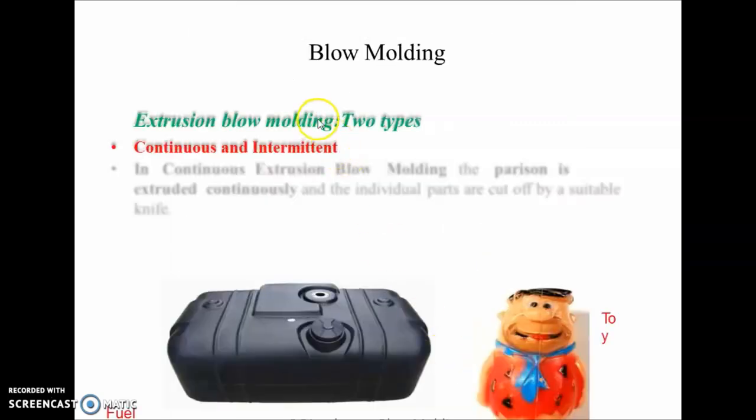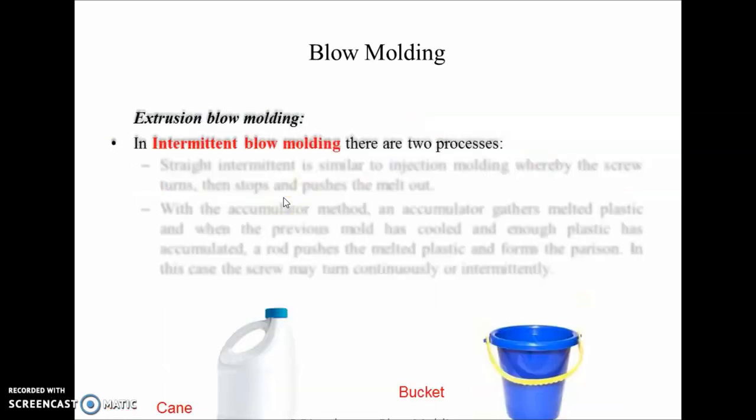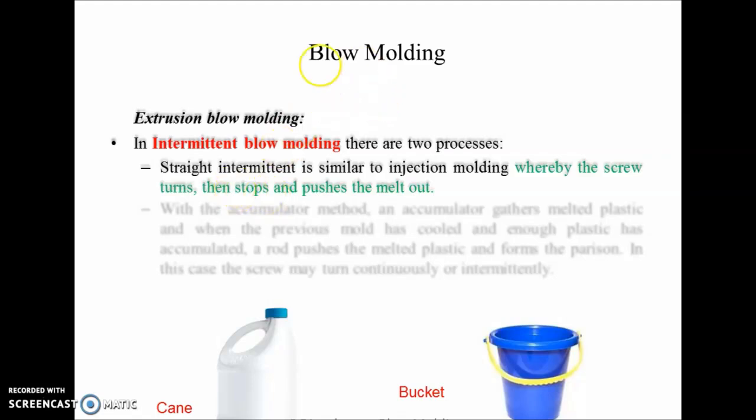The extrusion blow molding process consists of two types. One is continuous and another one is intermittent. As the name suggests, in the continuous extrusion blow molding process, the parison is extruded continuously. Whereas in the intermittent blow molding process, it is similar to injection molding, whereby the screw turns, then stops and pushes the melt out.